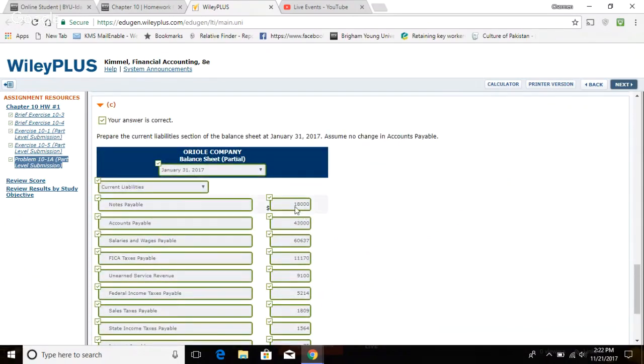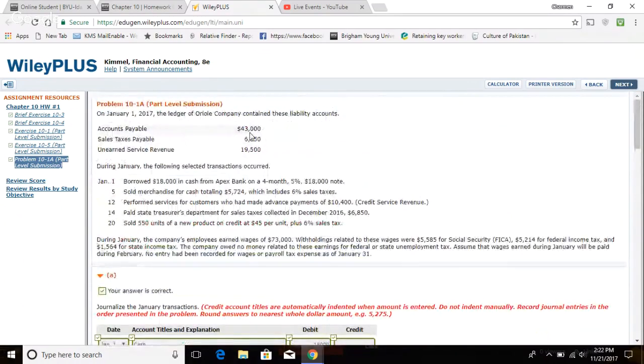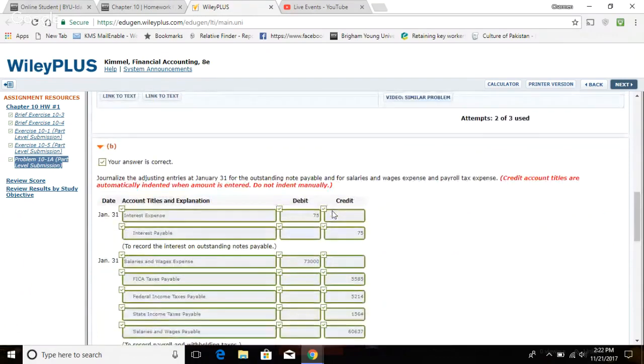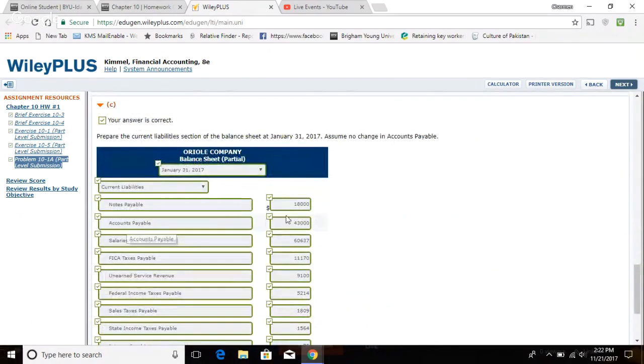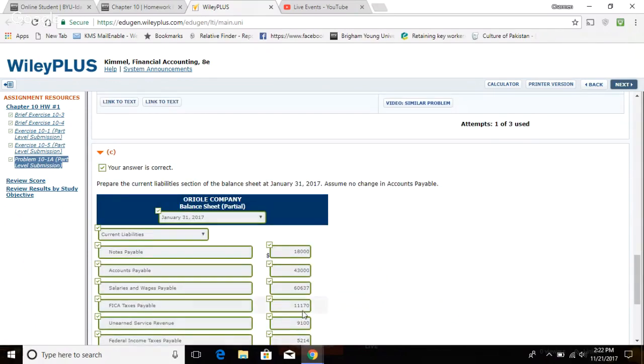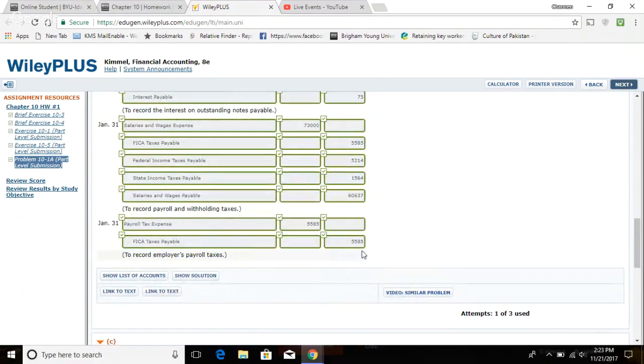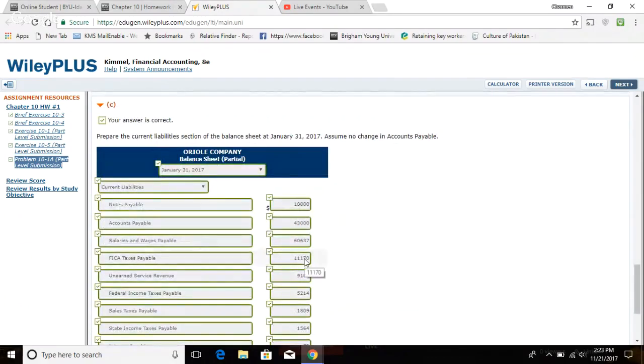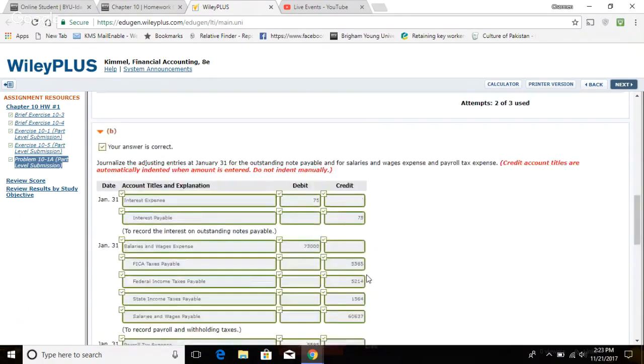Anyway, we would plug in the numbers then of the notes payable. We had that $18,000 note payable, and then of course accounts payable up here at the beginning. The problem stated that we had $43,000 in accounts payable, and we had $19,500 in unearned service revenue, and then $6,850 in sales tax payable. So we would pull down the $43,000 into the accounts payable. The salary and wages payable we would take from our adjusting entry here, and then the FICA taxes payable we would pull from our adjusted entries here. We had the employee contribution plus the employer contribution, and that's the total amount that we would put here in the FICA taxes payable.